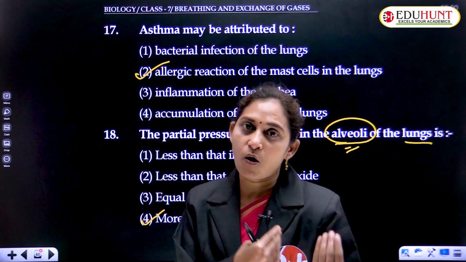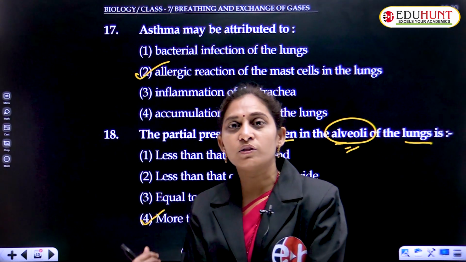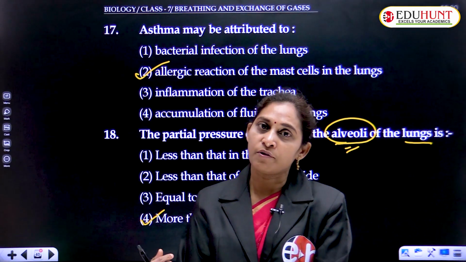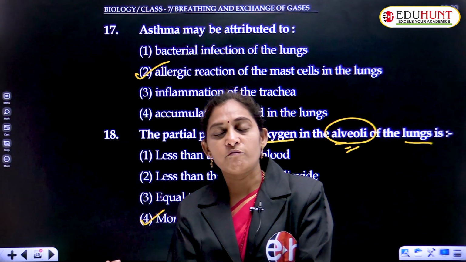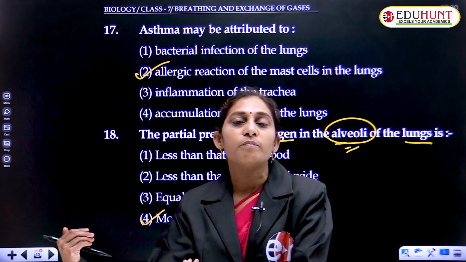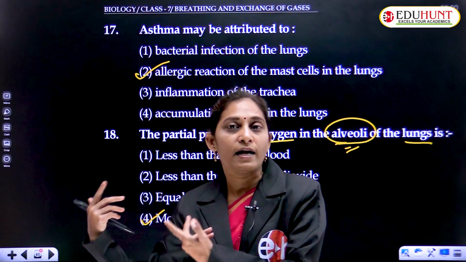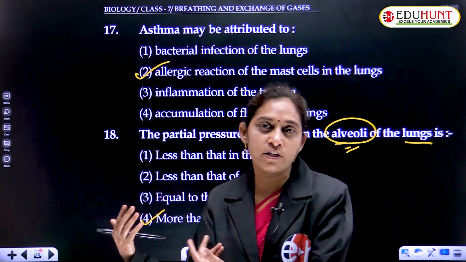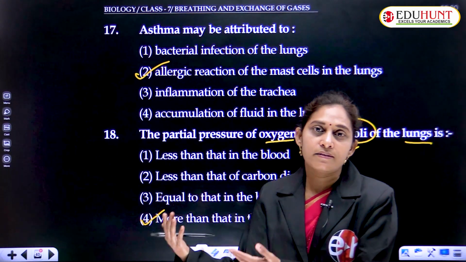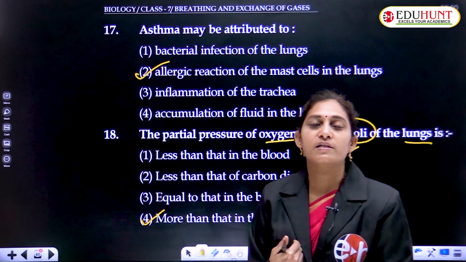So oxygen always moves from atmosphere to the lungs and to the alveoli and finally to the blood. And in the same way, CO2 in the blood, in the tissues it is more. That is why partial pressure of CO2 is more in tissues as it moves along the concentration gradient or pressure gradient.